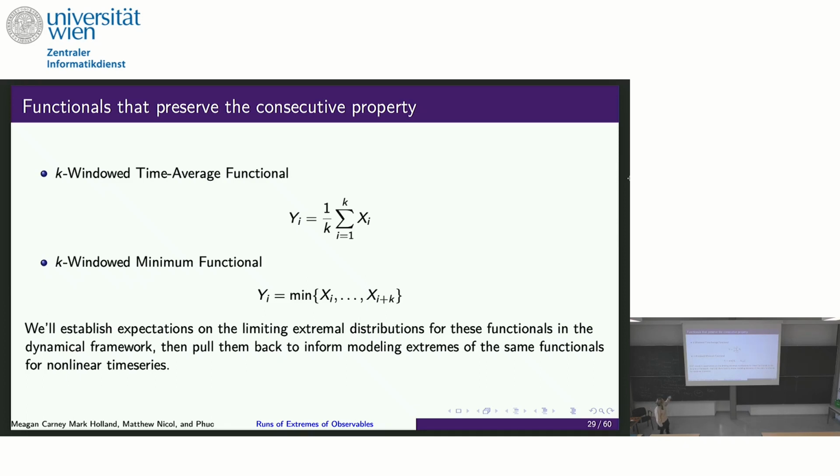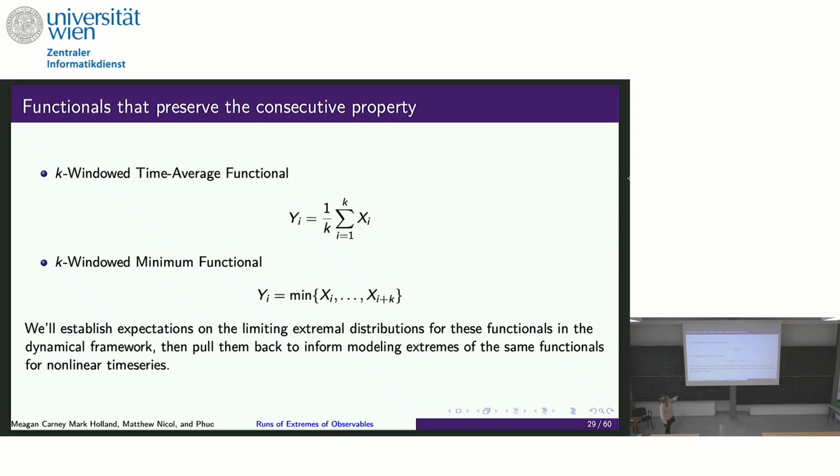In this case, we consider functionals that preserve things like the consecutive properties. So we can consider things like the k-window time average functional. If this is really large, then there are some values inside that window that are large. Or the k-windowed minimum functional, which says that if the minimum is above some value, then all of them are above that value in that window.